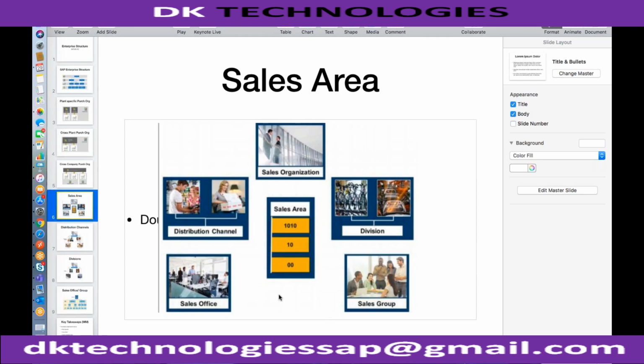This is the overall structure. There is something called a sales area. Sales area is a combination of sales organization, distribution channel, and division. So at any point of time, if someone asks you what a sales area is, it is a combination of sales org, distribution channel, and division. You can see sales area: sales organization 1010, distribution channel 10, and division 00.